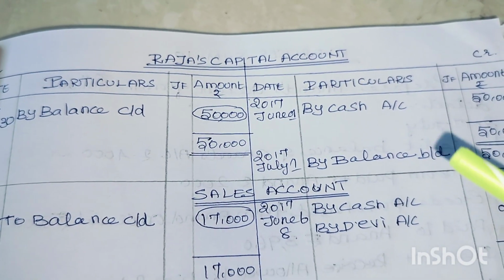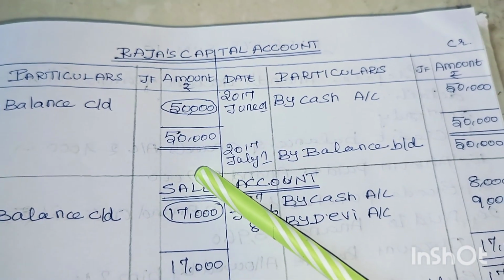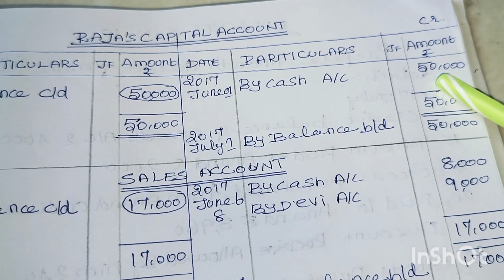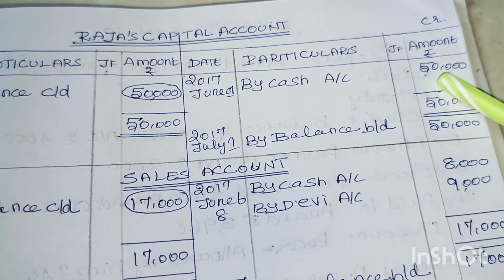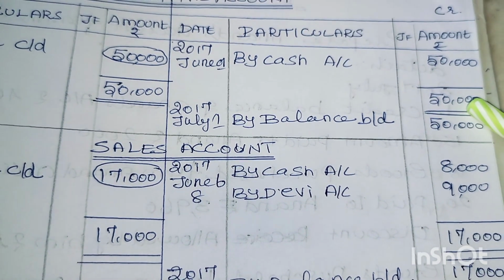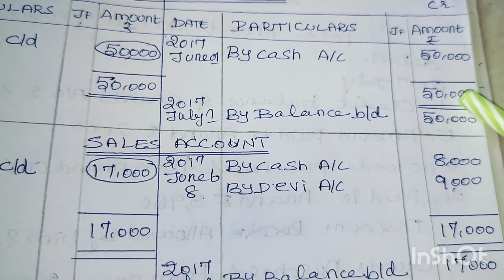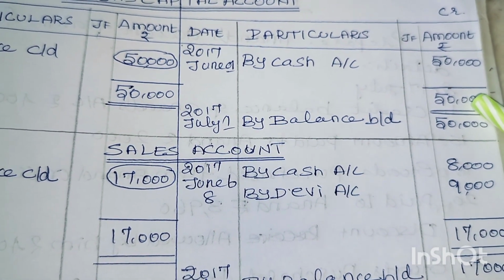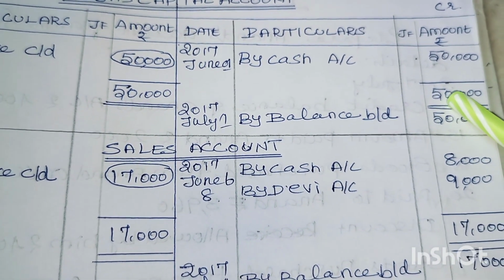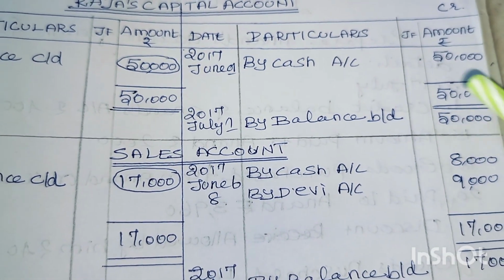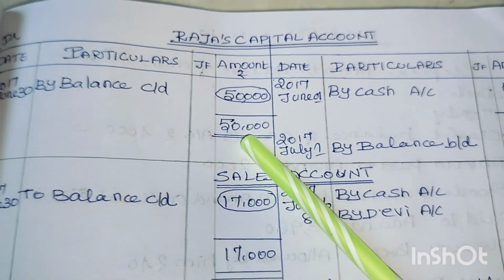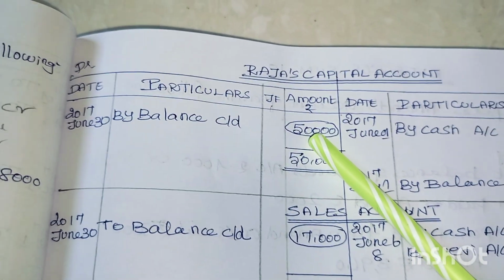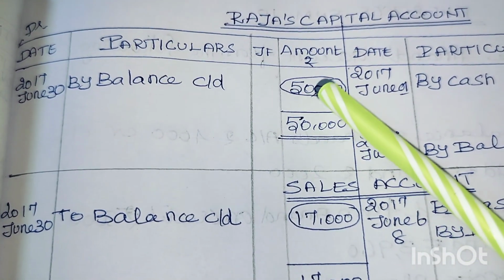How do we close the capital account? For that we check which side has the bigger value. The credit side has the bigger value. So we put the bigger value as the total on both sides. We entered 50,000 as the total on the credit side and the debit side. Then to find which side has the lesser value: the debit side has the lesser value. The difference is 50,000 rupees.